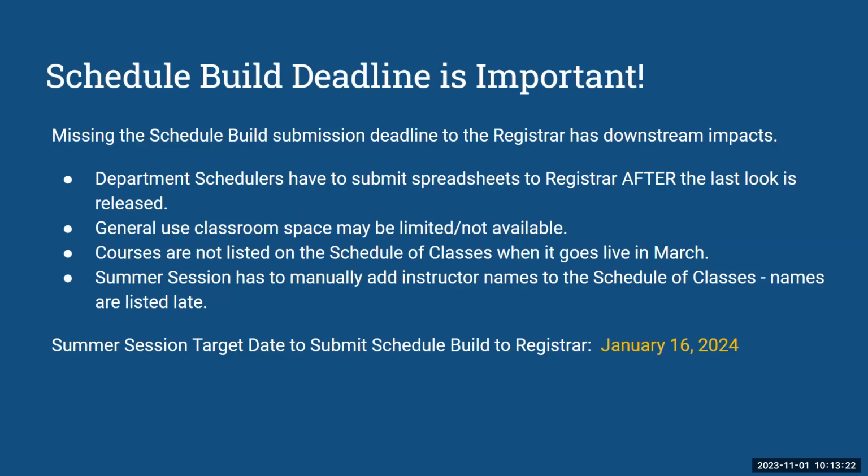Last summer, there were about 19 departments, I think, that didn't submit their schedule build to registrar in the ISA. And that has a lot of downstream impacts, right? If you miss the deadline to submit your schedule in the ISA, you're going to have to manually fill in a spreadsheet to registrar for your summer session terms. And it's not going to get processed until after the last look comes out. So when the schedule goes live in March, your classes may not all be on the schedule.